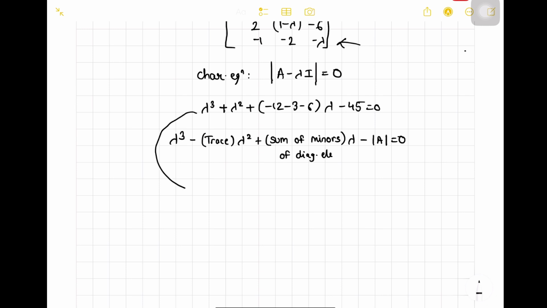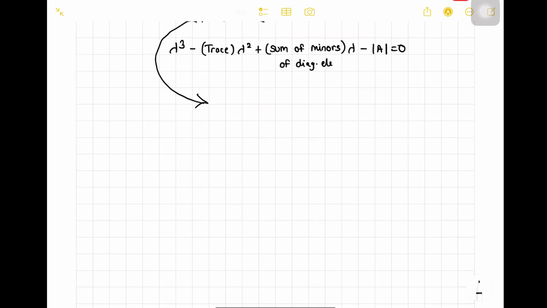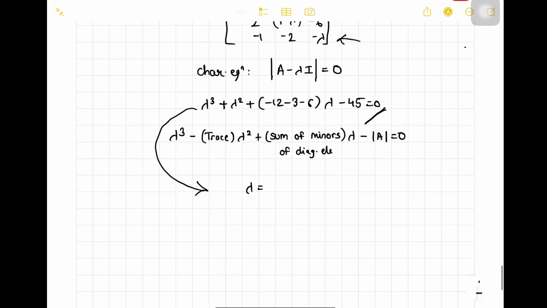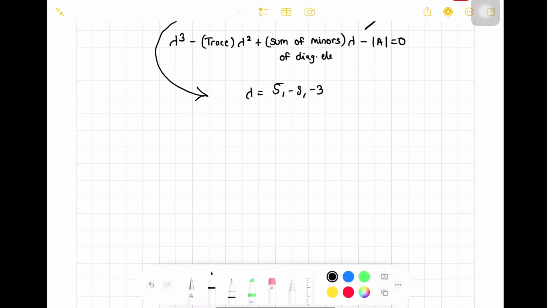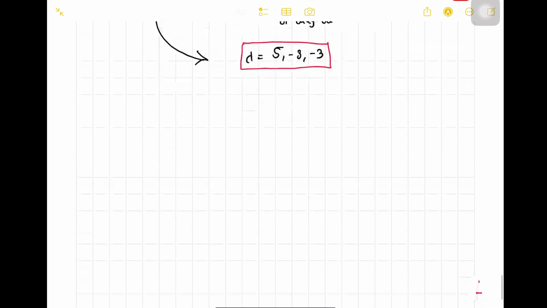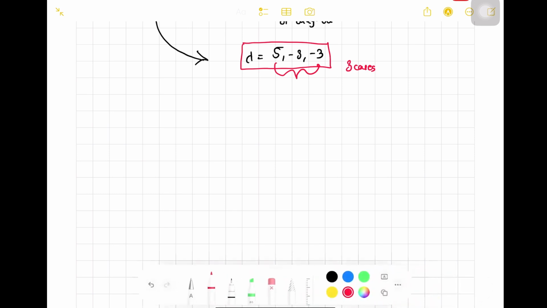So now we'll solve this equation and we'll get the values of lambda by putting this equation into the calculator. We get values as 5, minus 3 and minus 3. So here you can see that the eigenvalues are being repeated. So now we'll again make cases. In the previous video, if 3 eigenvalues are there, then we made 3 cases. But in here, minus 3 and minus 3 are repeated twice. So in this, we will only consider 2 cases.